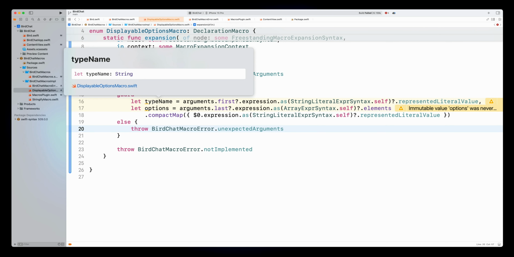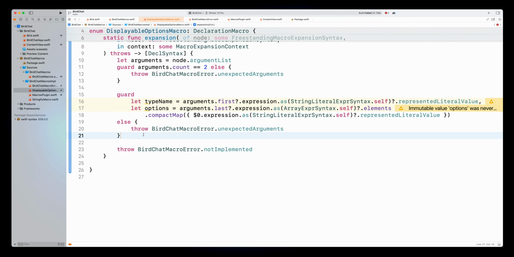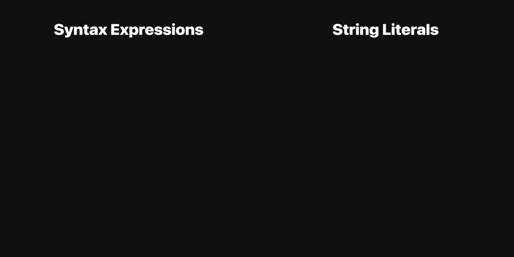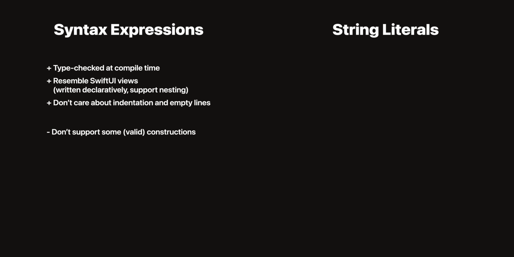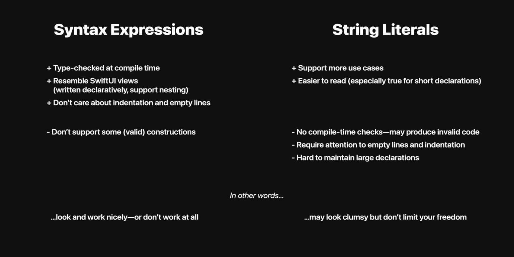Once I have the type name as a single string and options as an array of strings, I'm ready to generate the enum declaration. You can do so in two ways, either by using syntax expressions or by just typing the actual source code as a string. The first way gives you more type safety and allows to compose expressions much like views in SwiftUI. But this time I'll use the second approach, because it's easier to read and most importantly supports more use cases. For example, I couldn't find a way to declare an enumeration with a computed property using syntax expressions. Maybe it's a limitation of the current Swift syntax version.